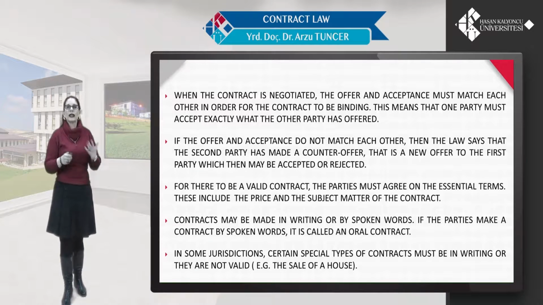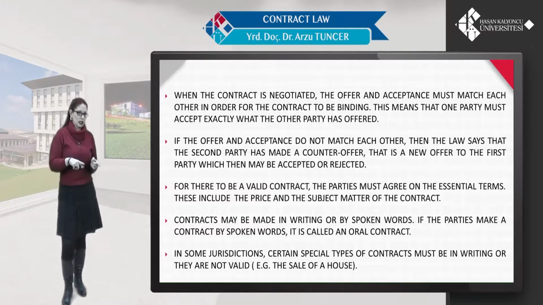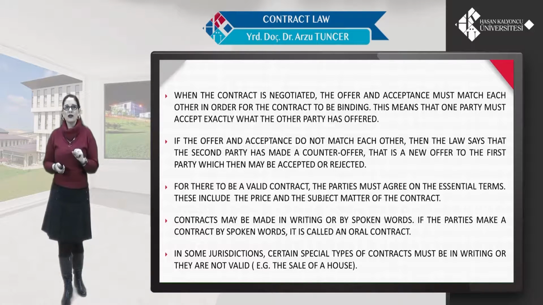If the offer and acceptance do not match each other, then the law says that the second party has made a counter-offer, that is a new offer to the first party, which then may be accepted or rejected. For there to be a valid contract, the parties must agree on the essential terms. These include the price and the subject matter of the contract.